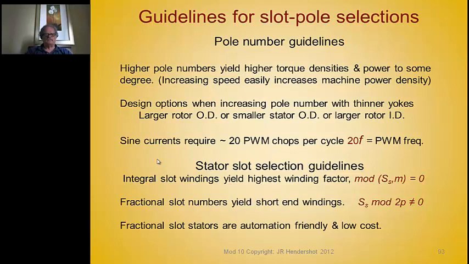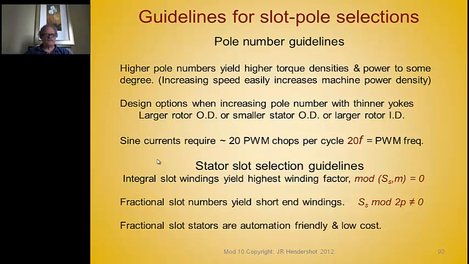Let's summarize some slot to pole selection guidelines, and this applies to all three of these machines. As we said before, higher pole numbers yield higher torque densities and higher power densities to some degree. But the easiest way to increase the power density is to double the speed. If you double the speed of a motor, you've doubled the power density, because power is torque times speed. But the issues relating to what happens when you change the number of poles.